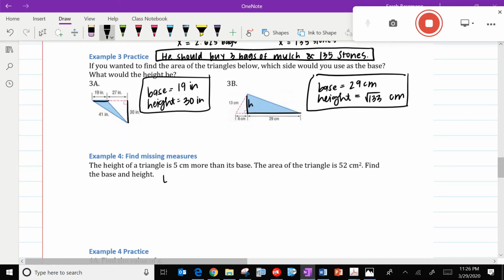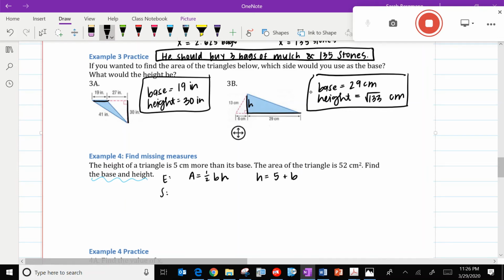So for this, we're going to follow our same steps. ESSA, equation to start out. The area of a triangle is 1/2 base times height. We also know that the height is 5 more than the base. So I'm going to use that as another equation as well. Since I have 2 variables, I know that I need 2 equations in order to solve.